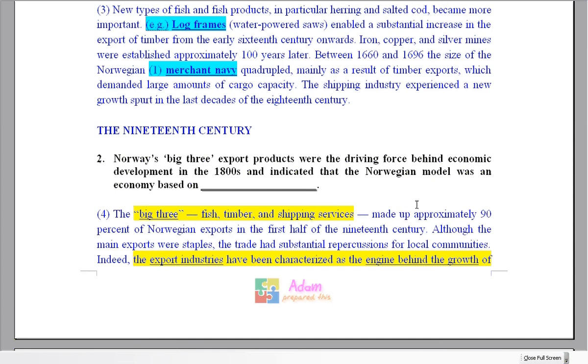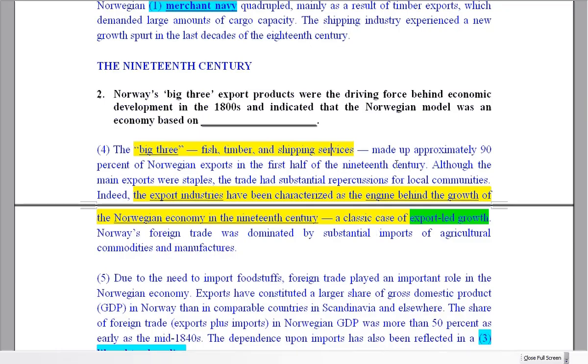Okay, question number two. All right, so we've got a big marker here, the big three, which we also see in the text. Norway's big three export products. Okay, these are fish, wood, timber is a word for wood, and shipping services. These are the big three. They were the driving force behind economic development in the 1800s. Let me close up those two pages so we can see it together. Okay. All right. So, first half of the 19th century. The 19th century is another way of saying the 1800s. Okay, so we need to know that.